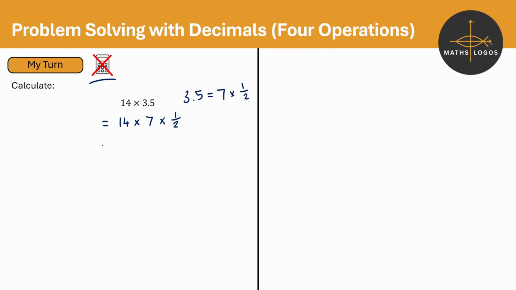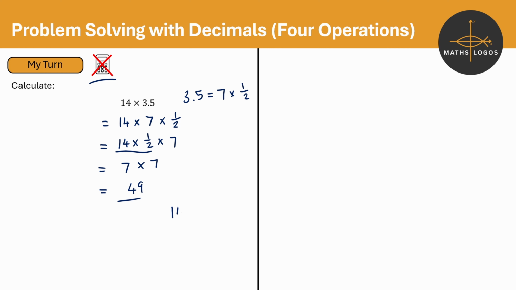And again, because I can change the order in which I multiply these numbers together, I can rewrite this as 14 multiplied by a half multiplied by 7. I can do a half of 14 relatively easily to give me 7. So I just did that part to give me 7. And then multiply that by 7. 7 multiplied by 7 is 49. So it's a much easier way to do that calculation.